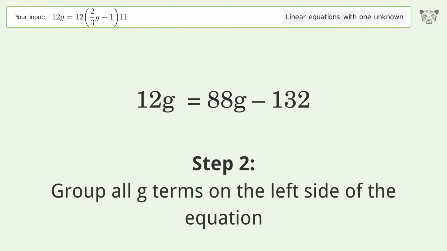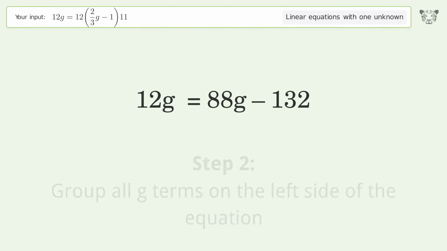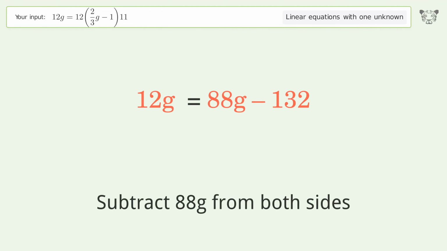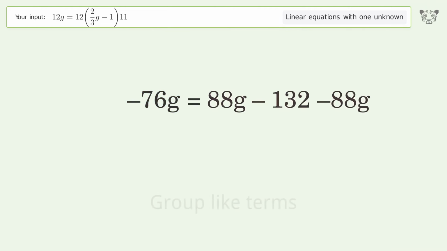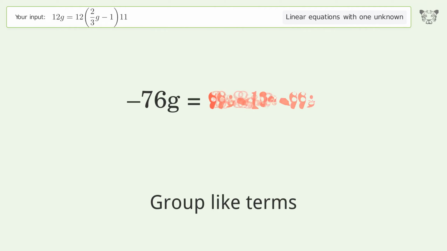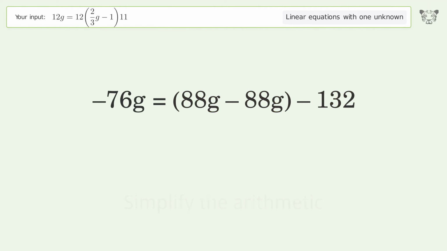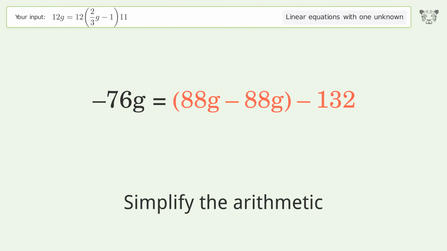Group all g terms on the left side of the equation. Subtract 88g from both sides. Simplify the arithmetic. Group like terms. Simplify the arithmetic.